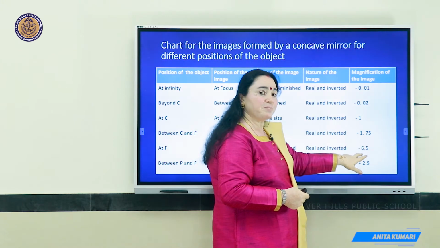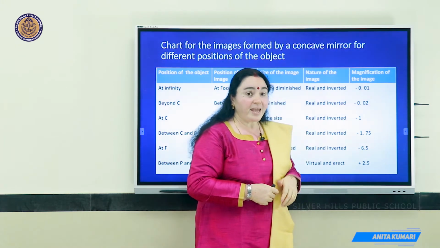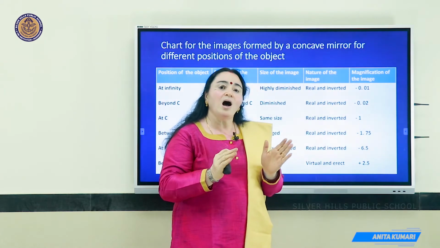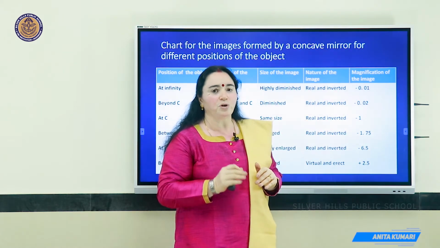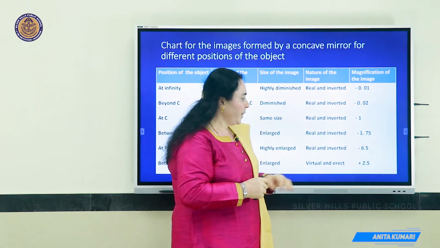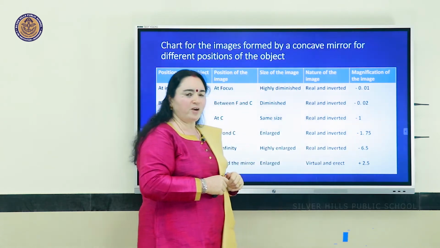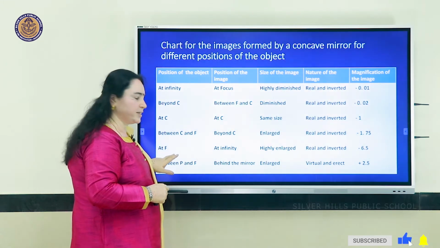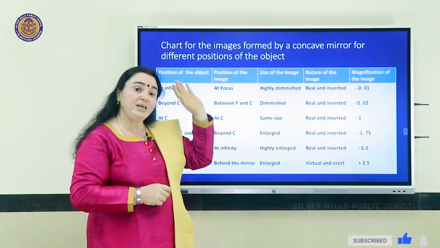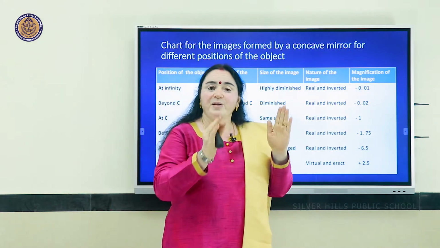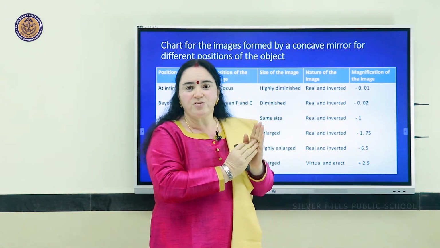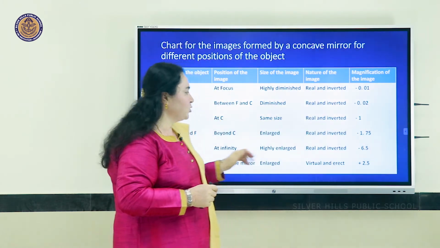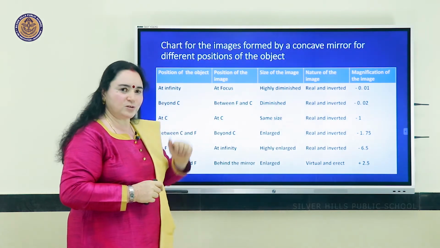Next, I have it as minus 6.5. Again, these are all random values that we are just using to understand how the size of the image is going to vary with that of the object. So when I say it is minus 6.5, I am having my object placed at the focus and my image is lying at infinity. That means by the time it reaches infinity and the image is created, it should be a very large size.